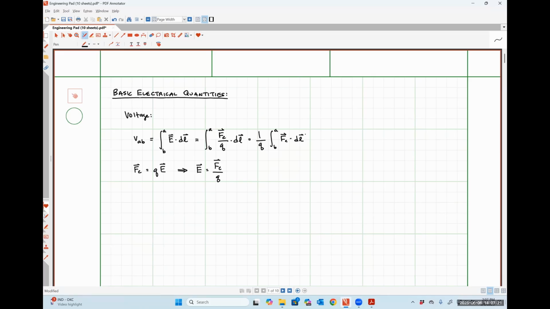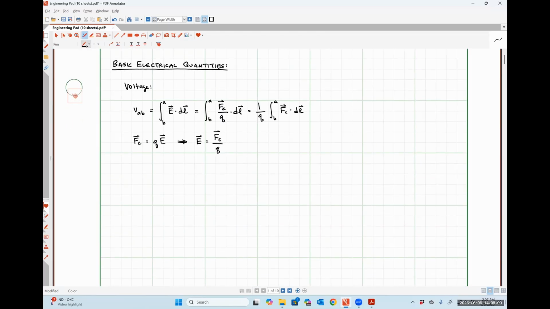Now, how many of you guys know what the integral of force times distance is commonly called? Work. Exactly right. So what this relationship represents is that voltage is literally just the work done moving charge from point B to point A in our system, and then we divide that work by Q, the charge of a single electron, okay? So from this mathematical representation, we can actually see a couple of things.